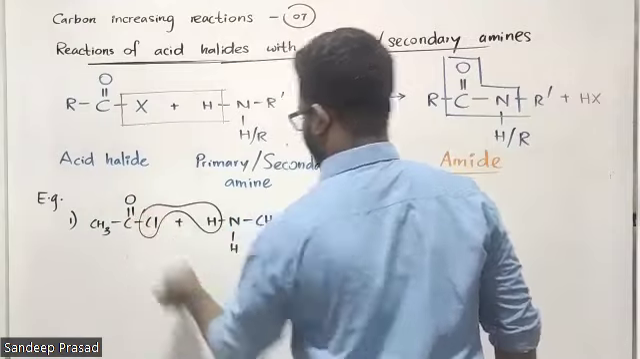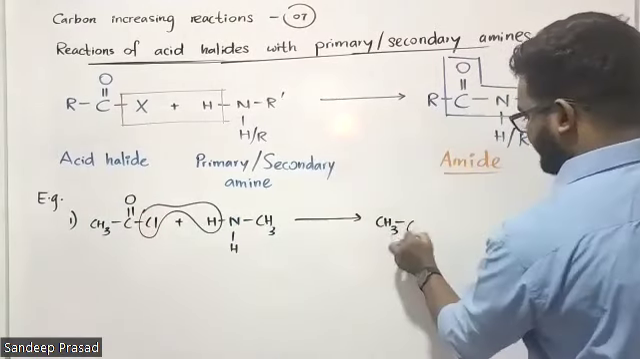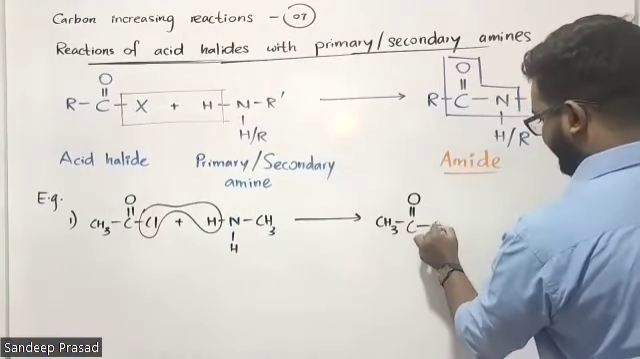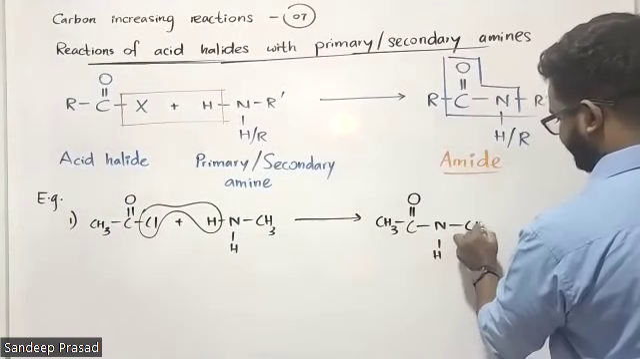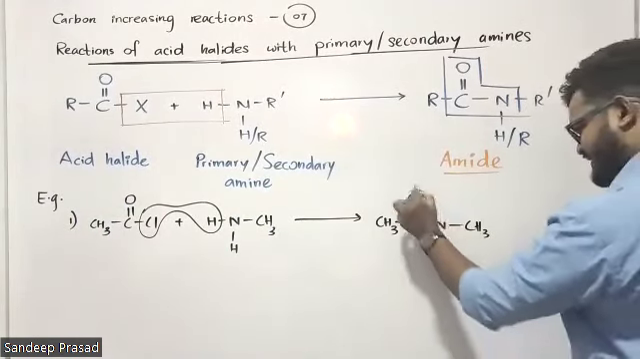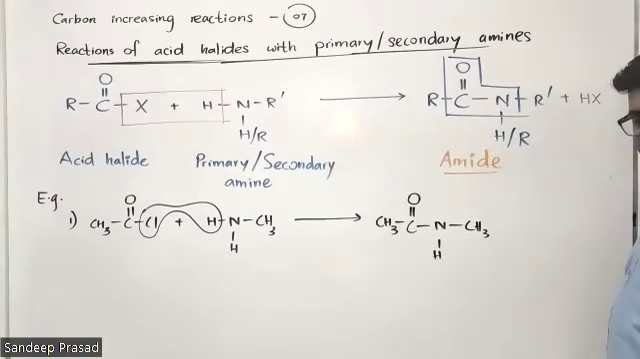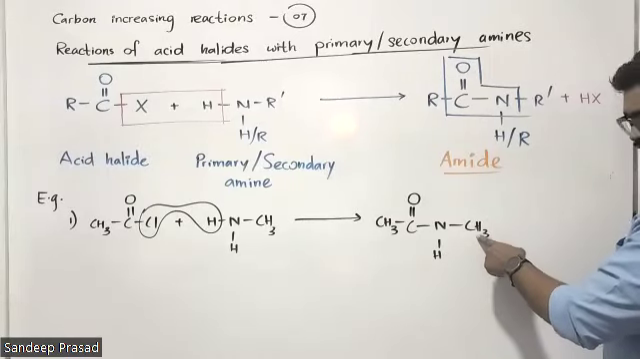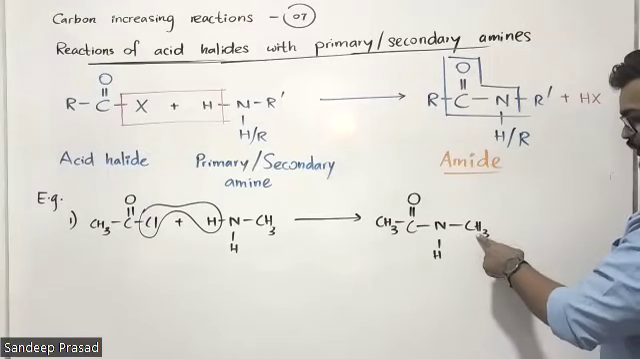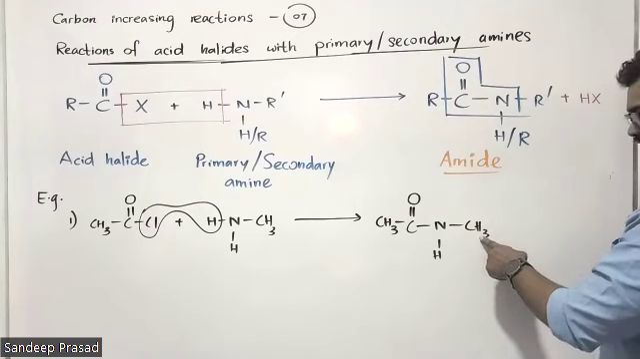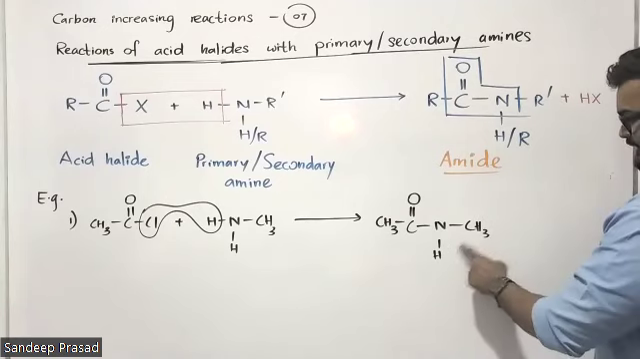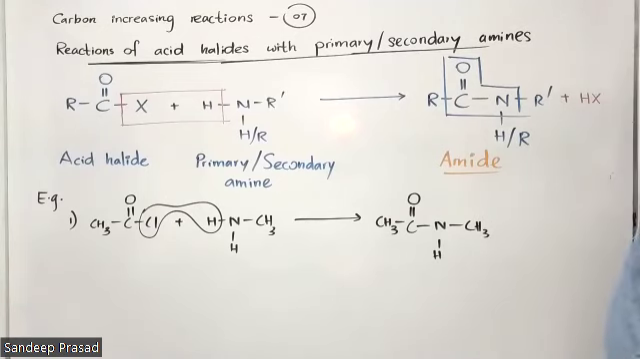Chlorine is eliminated with hydrogen. Then the product is CH3 C double bond O NH CH3. By looking at the C double bond O N group, you can decide whether it is a primary amide or secondary amide. Just imagine we have NH2 groups. There are two hydrogens. If there are two hydrogens, we can say that this is a primary amide.